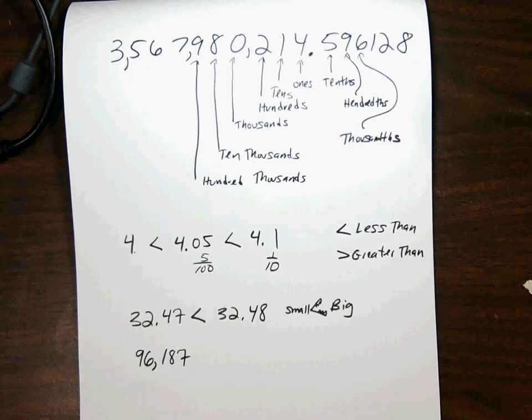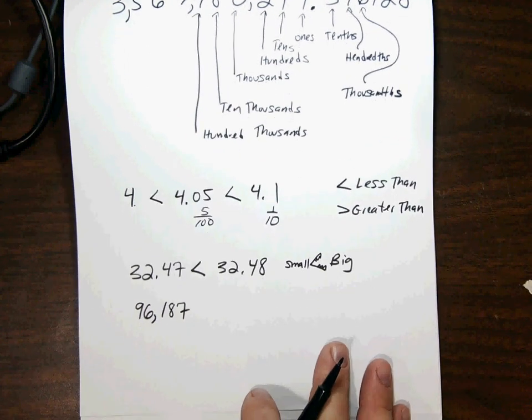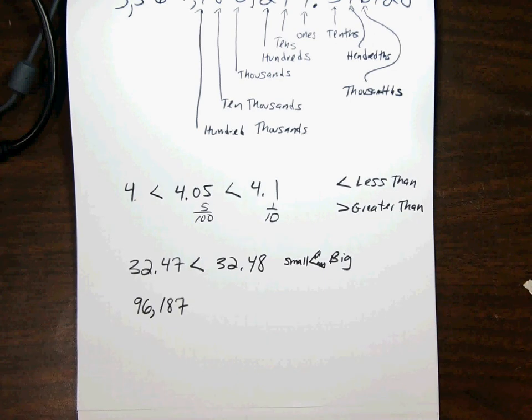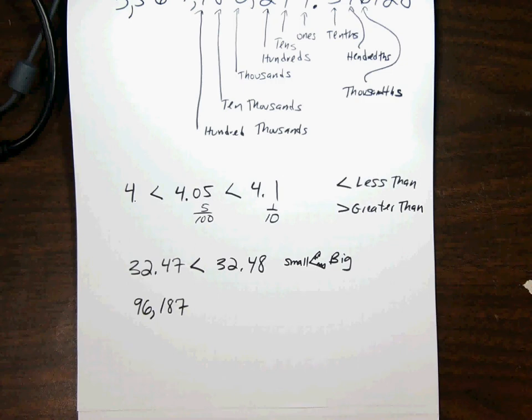96,187 square miles, and we will worry about units later. Units are extremely important, but not right now. We're talking about rounding. I don't know how they calculated it exactly, but that's the accepted number of the square miles that make up the state of Oregon. Okay, well, let's round that off.